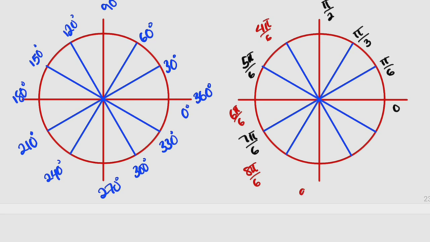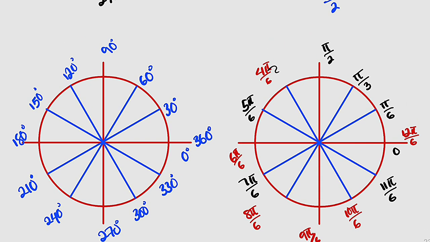This is 9 pi divided by 6. This is 10 pi divided by 6. This is 11 pi divided by 6. This is 12 pi divided by 6. All those I have written in red can be simplified.